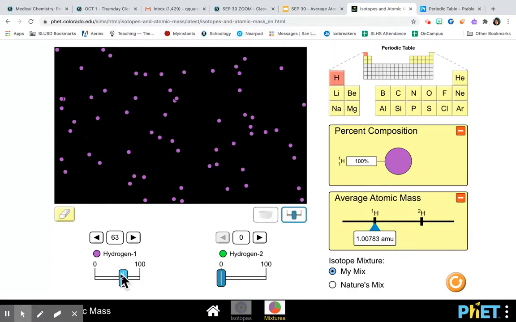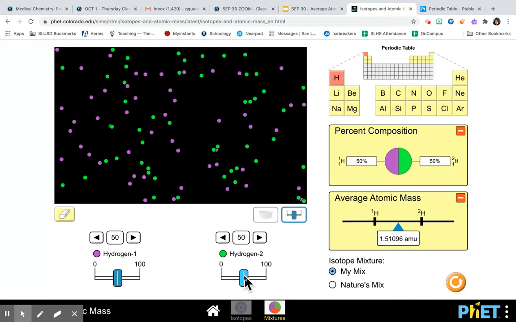Okay, so let's say we notice that they're at 50-50, meaning that we have the same amounts of both. If you have the same amount of both, notice that the average atomic mass, average meaning the mean or middle between the two, is a number that's split between the mass of the purple hydrogen, hydrogen 1, and the green hydrogen, hydrogen 2. It's exactly in half.